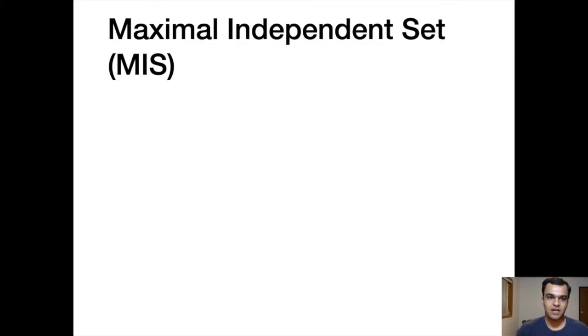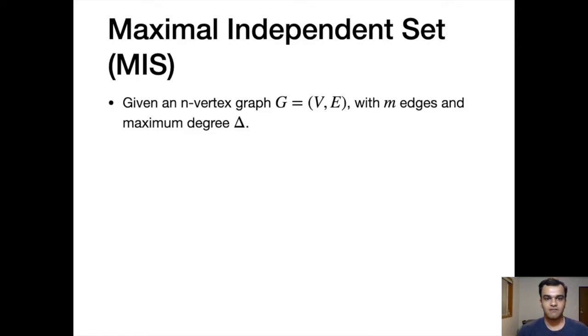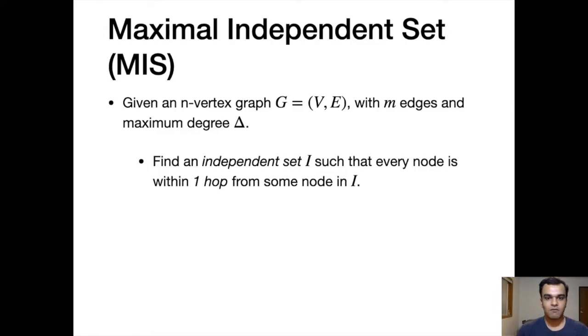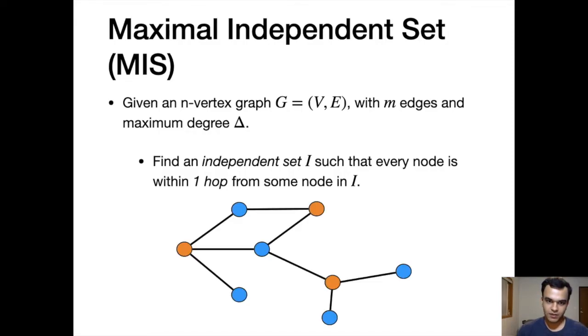Consider the maximal independent set problem, also called MIS. We are given an n-vertex graph, G, with m edges and maximum degree delta. We want to find an independent set I such that every node is within one hop of some node in I. Here is an example of a graph with the orange vertices forming a maximal independent set.